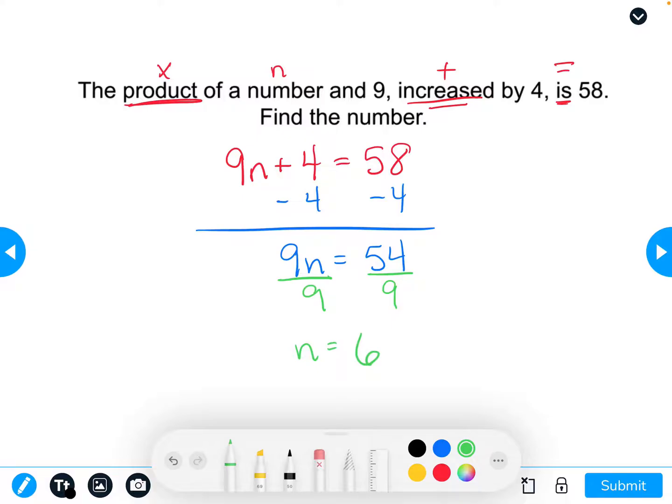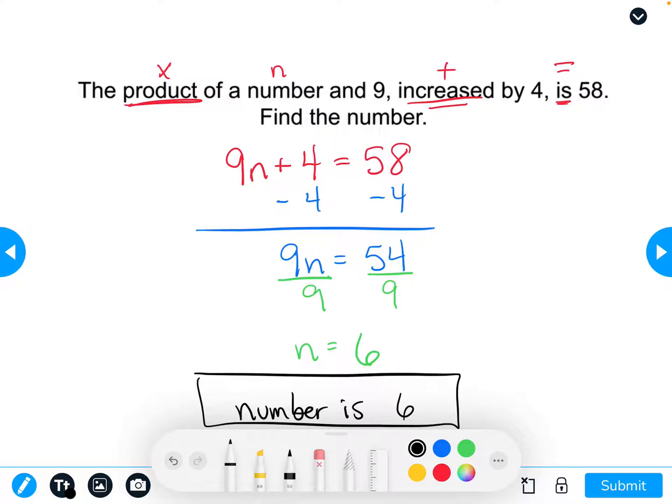So what is my number? My number is 6. And then I can go back to check if that works. If I multiply 6 times 9, I get 54. And increase, add 4 more, 54 plus 4 is 58, so it checks out for me.